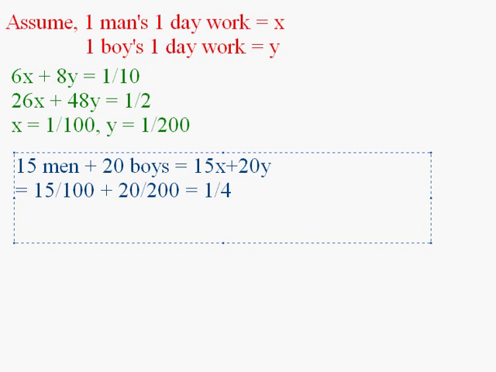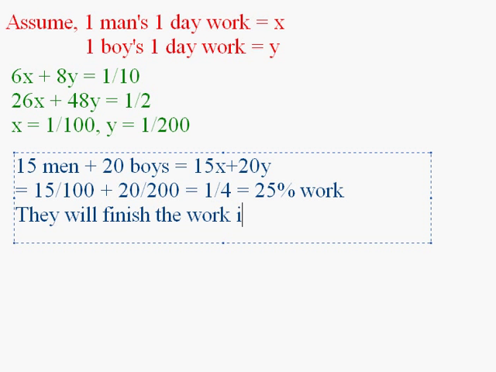So what does it mean? They are able to complete 1 upon 4, or we can say 25% of work daily, right? So 15 men and 20 boys, when working together, complete 1 upon 4 work daily, or 25% work daily. That means they will finish the work in 4 days, right? That's what we needed to find, and we found it.